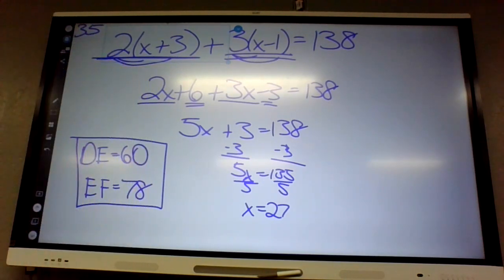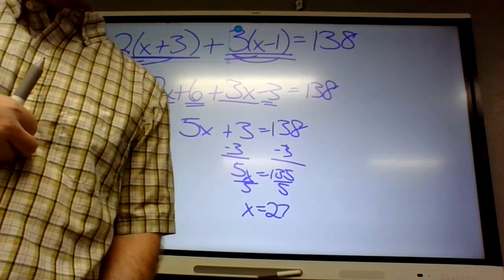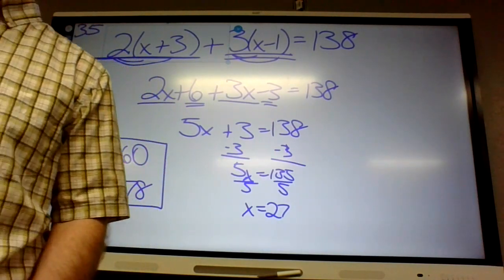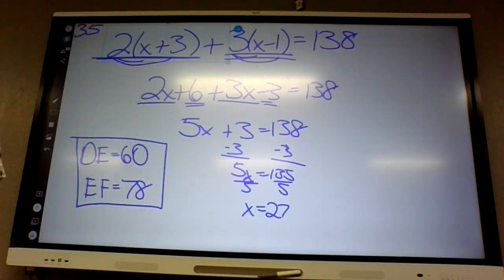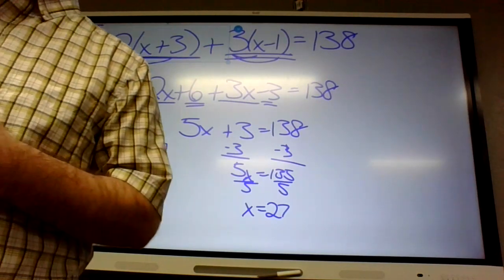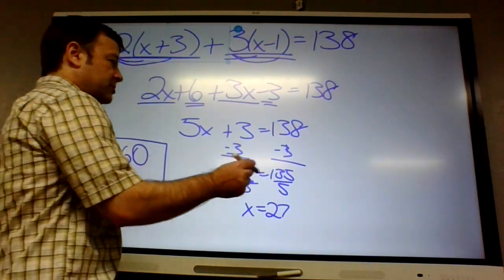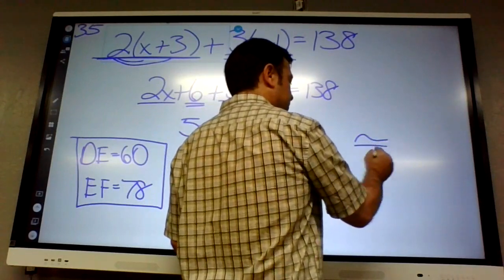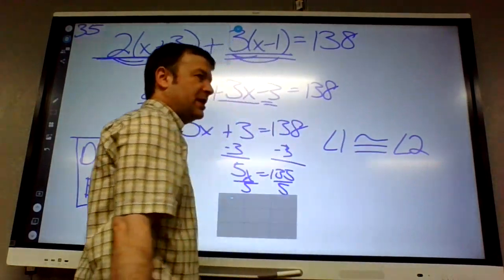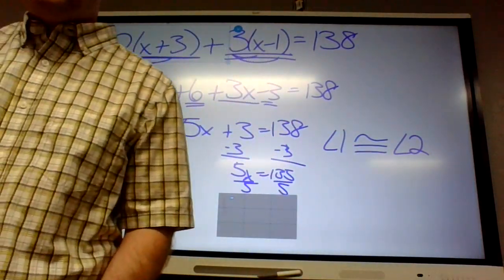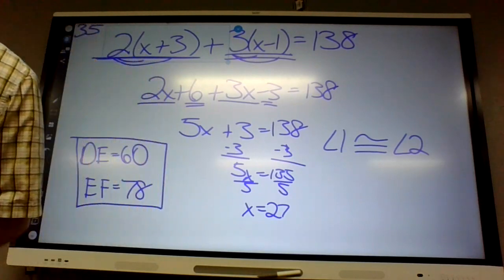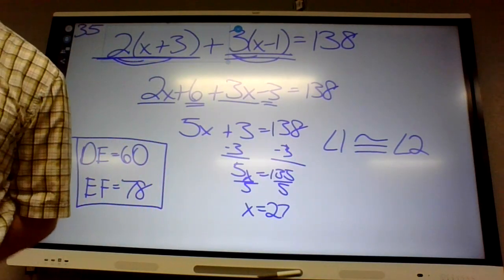Okay, 36 is not the same as 35. Hopefully you guys will figure it out. 37 says find the measure of angle 2 and the measure of angle 3 in the picture. Then it says angle 1 is congruent to angle 2, which just means they're the same, they're going to have the same measurement, same degrees. Angle 1 is 4x plus 7. Angle 2 is 5x minus 4.